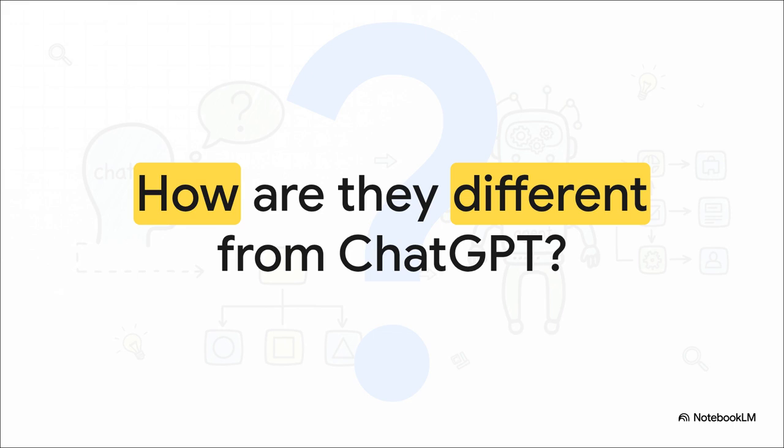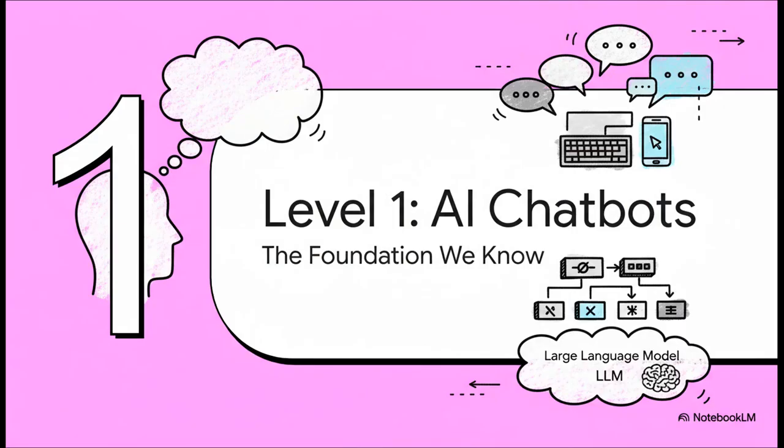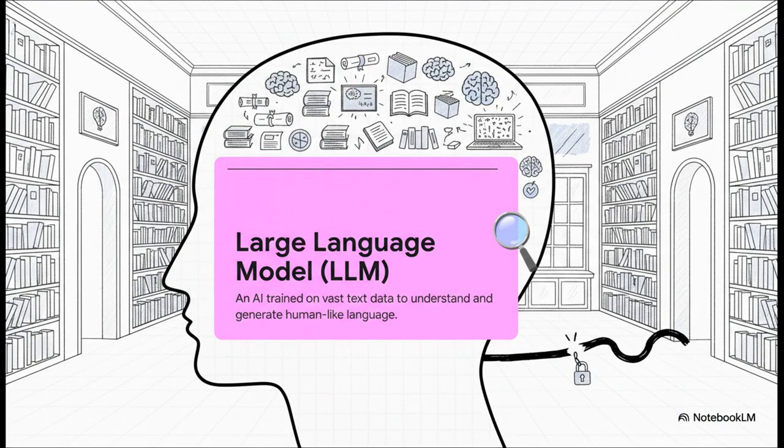To answer that, we're going to start with what we already know and just build up from there, piece by piece. Let's start at level 1, with the world of AI chatbots. This should feel pretty familiar. These are the tools a lot of us are using every single day, and they're all basically applications built right on top of something called a large language model, or an LLM.